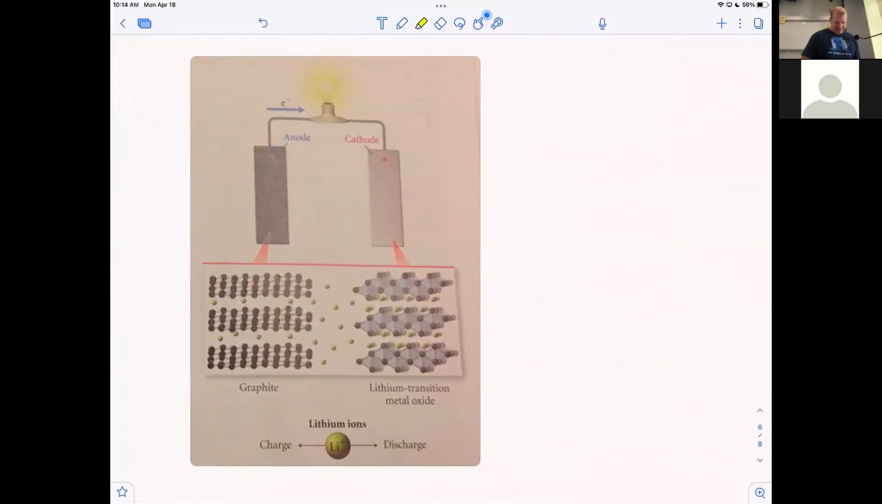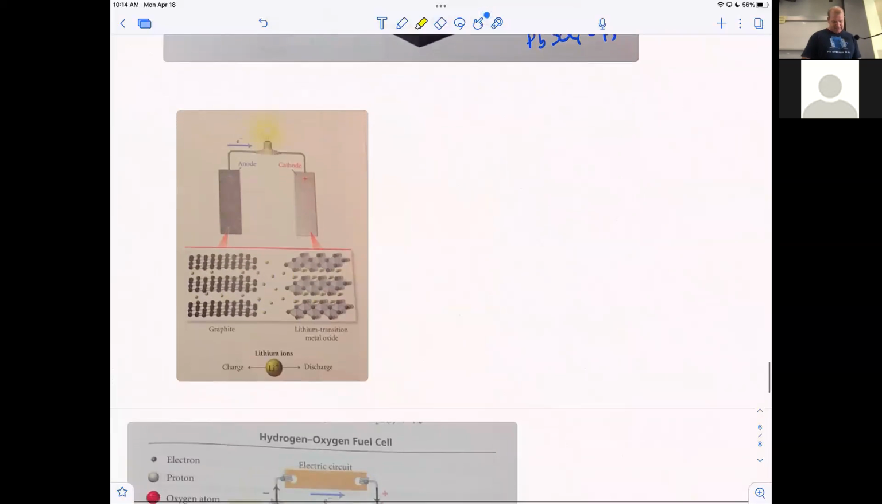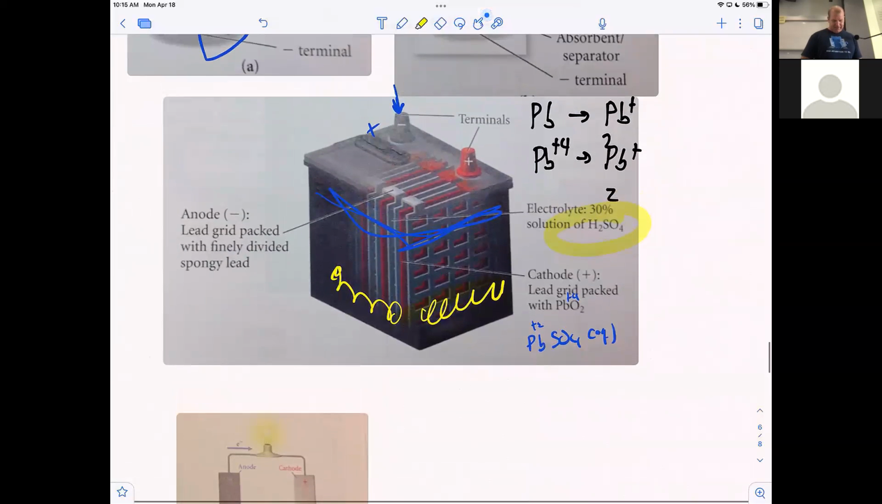I will pick up and talk about lithium ion batteries on Wednesday then, and the other applications for batteries.